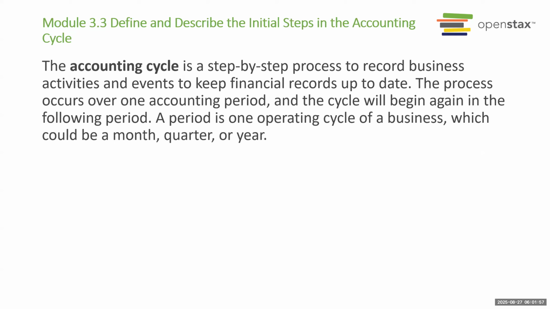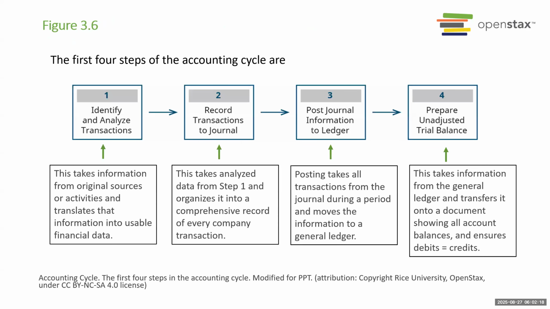All right, let's talk about the accounting cycle and the steps within it and how we record activities and events in the financials. The process occurs over one accounting period, and the cycle will begin again in the following period. So this period could be either a month, a quarter, or a year. All right, the first 4 steps. We identify and analyze the transactions.